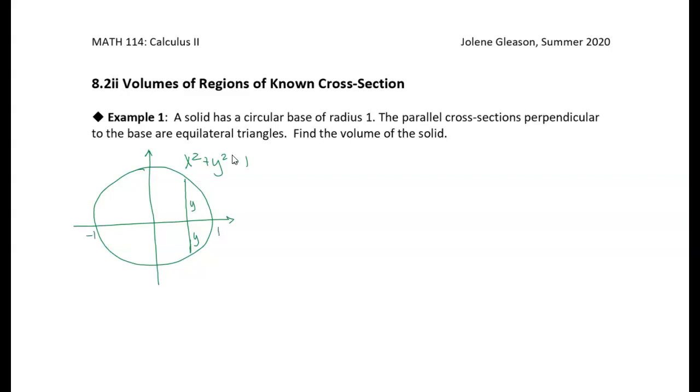Since we're making these cross sections perpendicular to the x-axis, we're going to integrate across. We're going to build up all these slabs across that are equilateral triangles, but the size of the equilateral triangles is going to get smaller and smaller the closer we get to the ends. Because you can see here, when we build up that equilateral triangle, it's going to have a base that's a lot shorter than the one over here that I drew.